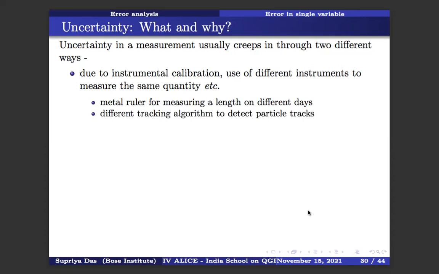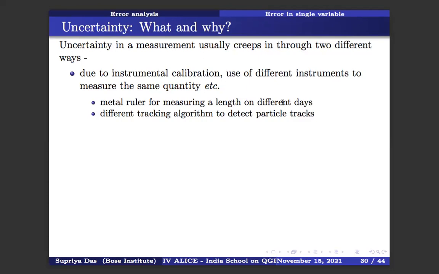And then more close to your experiment, if you use different tracking algorithms to detect particle tracks, you'll get an uncertainty. If one algorithm will give you some signals as tracked, another one may not give them or give a different number. So if you have 100 tracks, one type of algorithm will give you 95, another type of algorithm may give you 97.